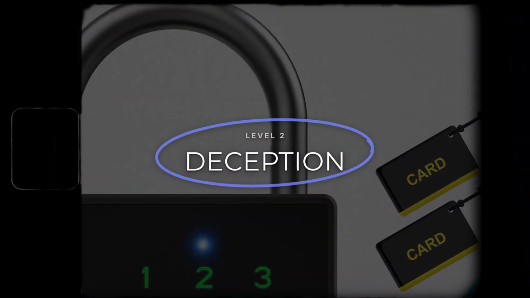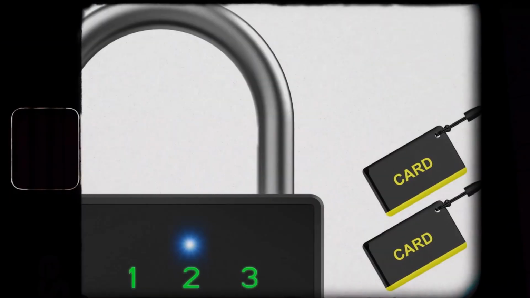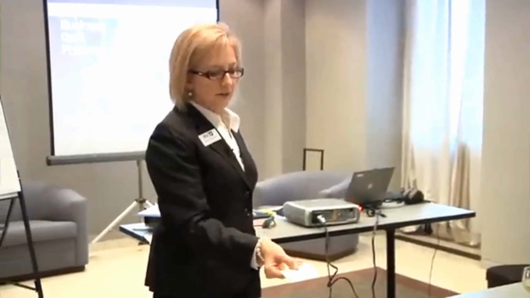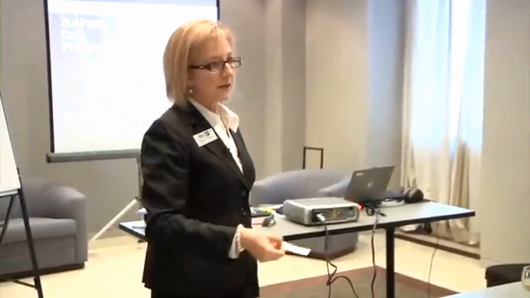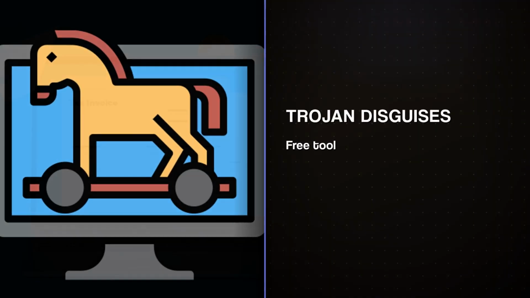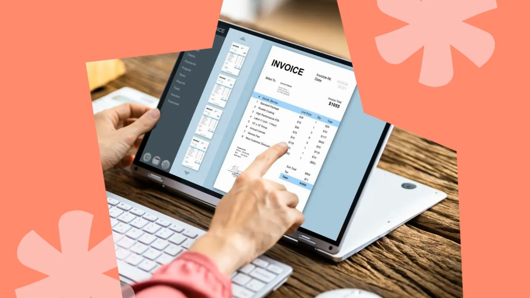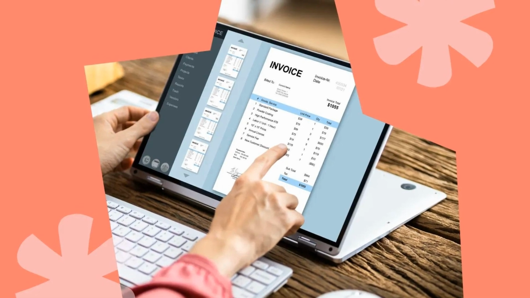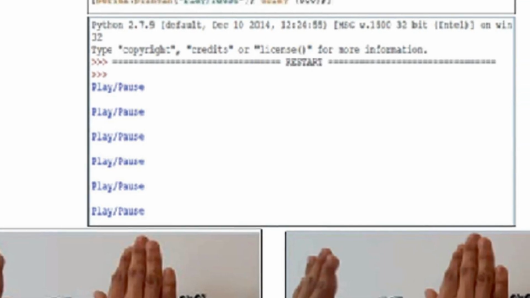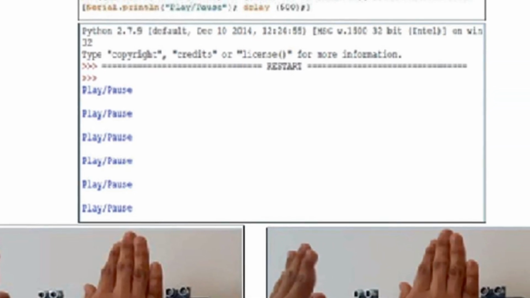Level 2. Deception. If you can't force your way in, the next move is obvious. Don't force it. Get invited in instead, wearing a disguise. The Trojan is the obvious one. It looks like something legitimate, a free tool, an invoice, a cracked piece of software. And unlike a virus or a worm, it doesn't replicate itself at all. It relies completely on you running it yourself.